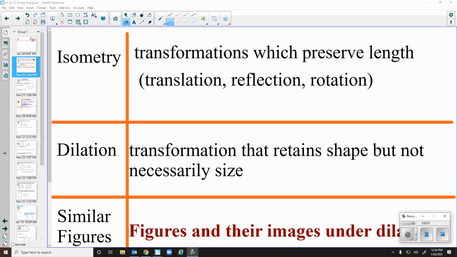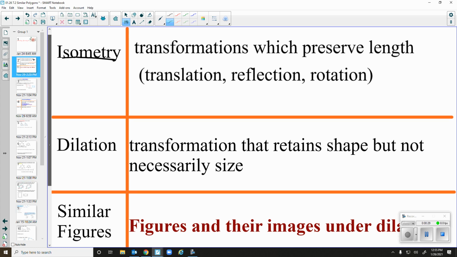Off with similar polygons, so essentially dilation. Just a refresher: in the beginning of the entire year, we did transformations. We talked about translations, reflections, rotations, all of that. Those all go with an isometry, meaning it maintains its congruency throughout. That's isometry. What we're looking at today for similar figures is a dilation, so not isometry.